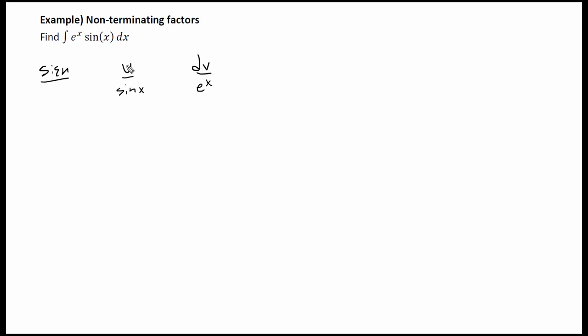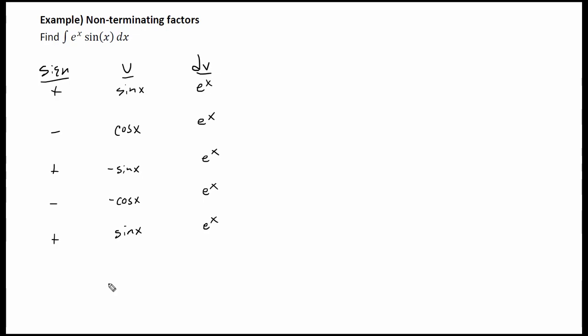So if I take the derivative of sine, I get cosine, and then negative sine, and then negative cosine, and then positive sine. So it looks like it comes back around after the fourth iteration. The integral of e to the x is just e to the x. This one's really easy. So this is going to be plus, minus, plus, minus, plus, and I could keep continuing to go on.